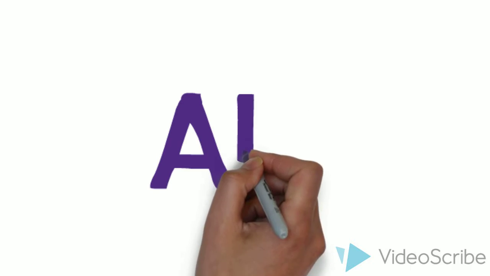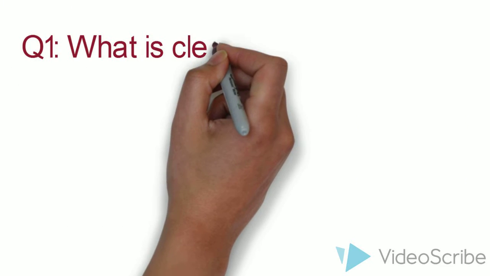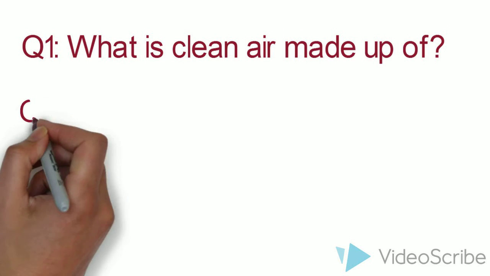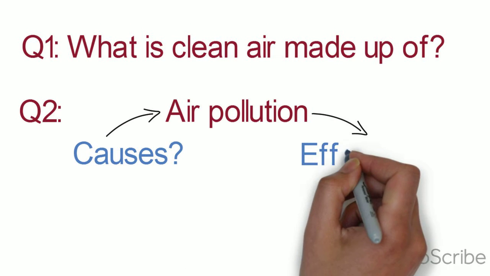Online lesson on the chapter of air. As you know, air is all around us, and you might be wondering right now why there is a need to learn about it. So in this chapter, we are going to explore two key questions. Firstly, what is clean air made up of? And second, what causes air pollution and what are some of the effects of air pollution?